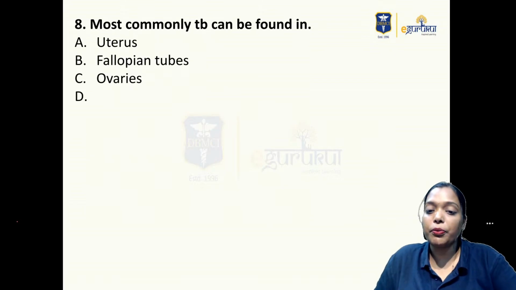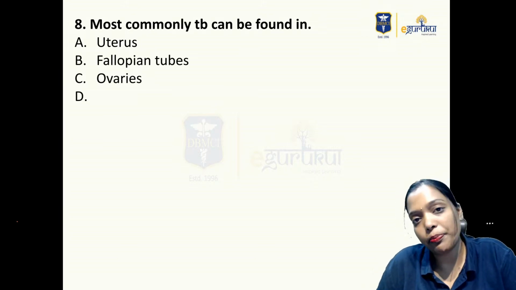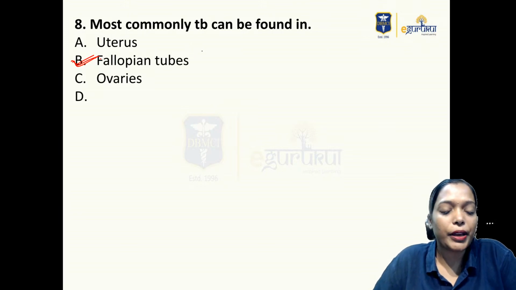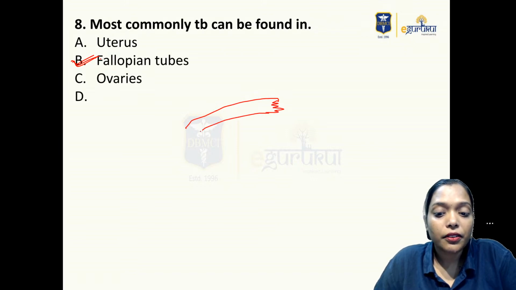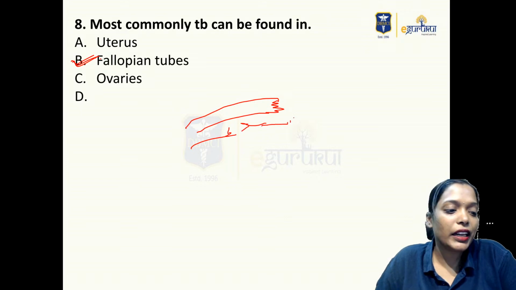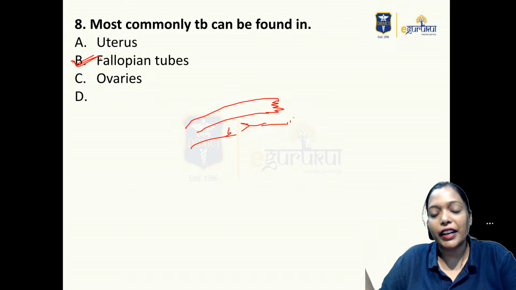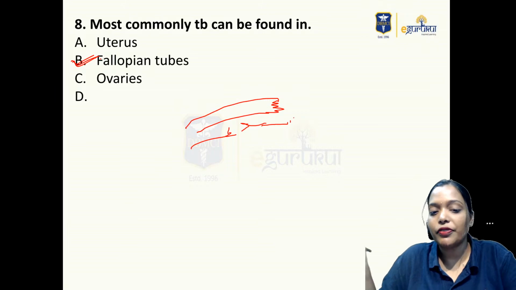Most common site of tuberculosis, or most common site of pelvic inflammatory disease, is the fallopian tubes, guys. Why is the most common site of tuberculosis or PID the fallopian tubes? Because the fallopian tubes have a dual blood supply, so all the infections quickly reach the fallopian tube. So the first and most common site of tuberculosis as well as PID is the fallopian tube.